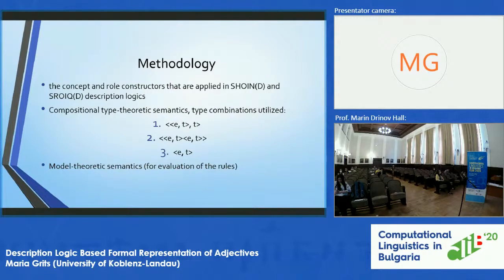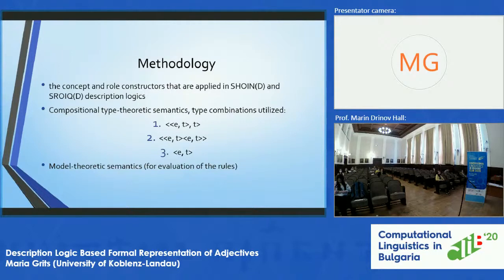And compositional type-theoretic semantics are implemented in order to obtain formal representations of adjectives and to introduce them in real definitions. Three type combinations are utilized. The first one here is reserved specifically for a phrase introducing a defined term. It is essentially the subject of the main clause of natural language definition, which introduces a defined domain term. The second and the third are reserved for the nodes of the syntactic tree of the natural language definition. The second type marks functions, and the third arguments of the functions.